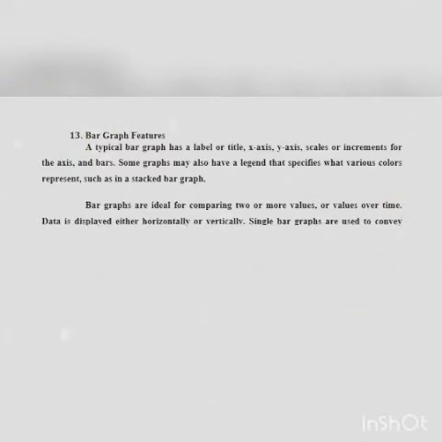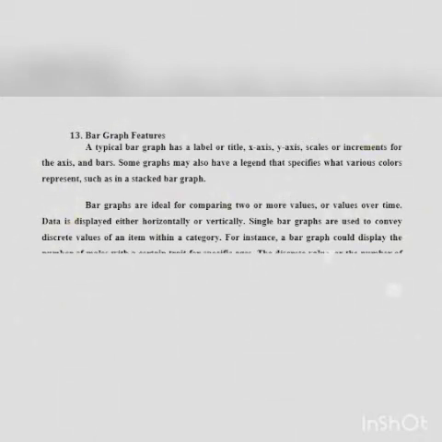Data is displayed either horizontally or vertically. Single bar graphs are used to convey discrete values of an item within a category. For instance, a bar graph could display the number of males with a certain trait of a specific age.